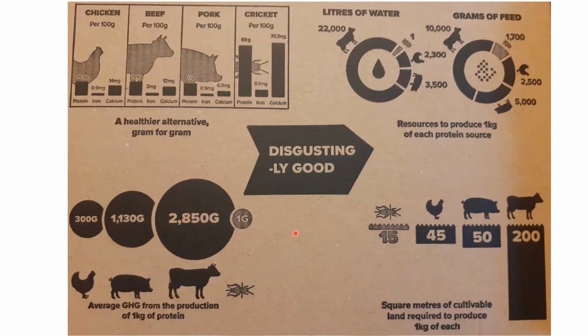And this is on the packaging for this. This just gives you an idea of the differences. So if you're producing cattle, for 1 kilogram of protein, there's your greenhouse gas emissions. And in terms of the protein, iron, calcium, crickets provide more. In terms of the litres of water required for animals, it's 22,000 litres compared to 1 litre for an insect. So certainly in terms of environmental reasons, and nutritional reasons, it would make sense.